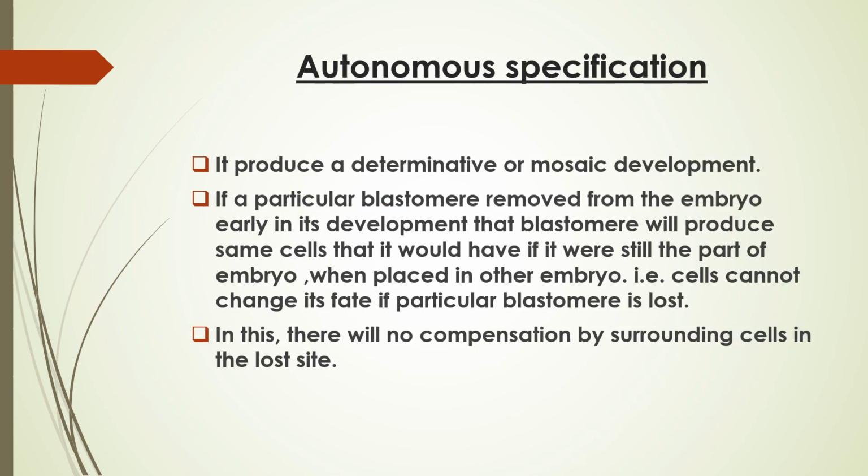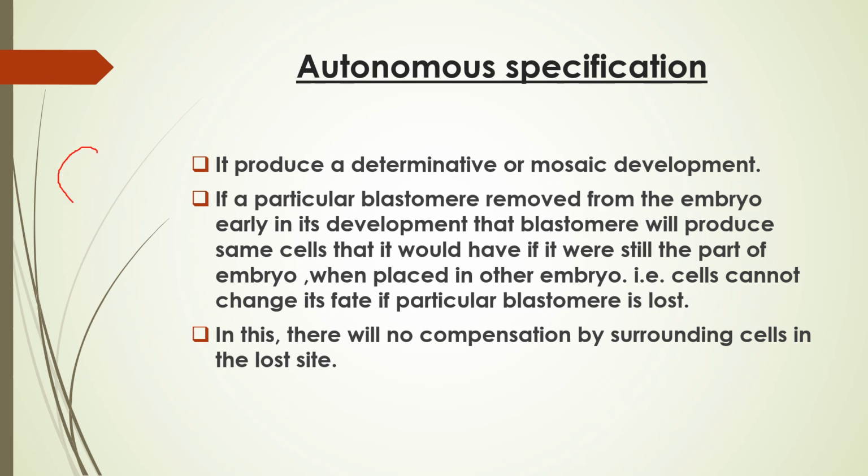So the first is autonomous specification. It produces a determinative or mosaic development, meaning the cell in this specification is already determined to perform its function, right. It does not need external conditions or external cells or external signals to perform its function, right. So if a particular blastomere is removed from the embryo early in its development, that blastomere will produce the same cells that it would have if it was still part of the embryo when placed in another embryo, right. That is, the cell cannot change its fate if a particular blastomere is lost, right.